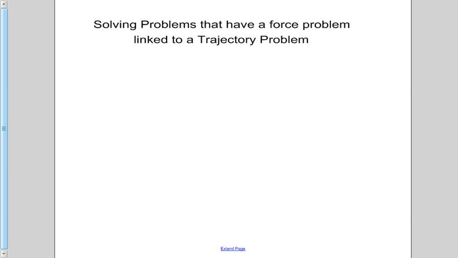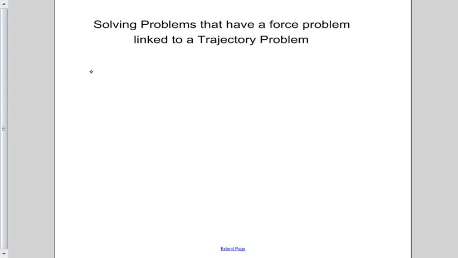Problems have a force problem and a trajectory problem linked together. There's one key element in solving the problem correctly, and that is finding the velocity at the moment where the force problem ends and the trajectory problem begins. Let me give you a couple of conceptual examples of what I mean.